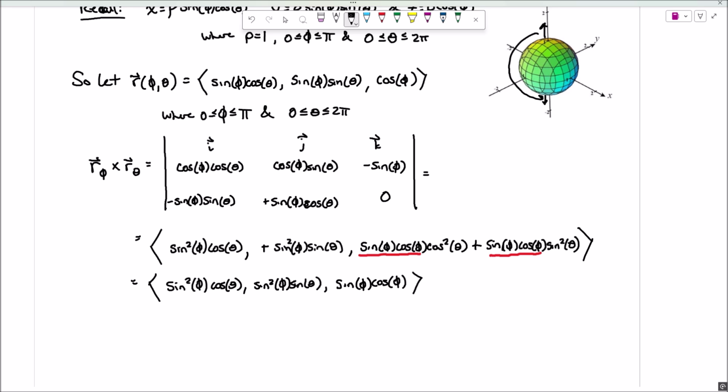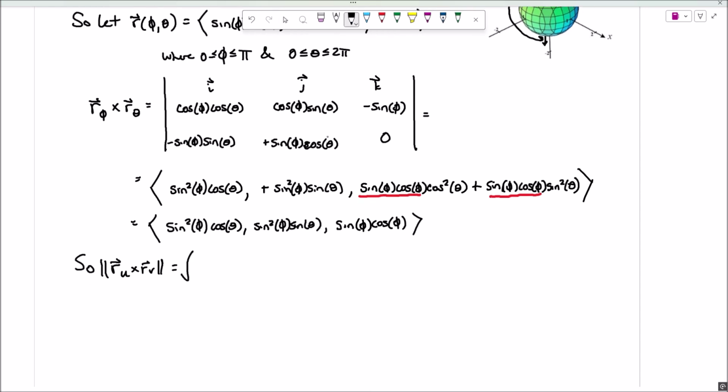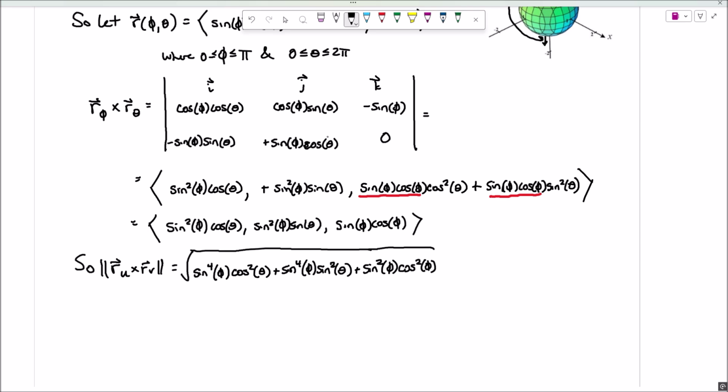Now I need to go ahead and actually find the norm of this cross product. If I set this up, I can see here that what I'm going to end up with is a sine to the 4th phi cosine squared theta plus sine to the 4th phi sine squared theta plus a sine squared phi cosine squared phi.